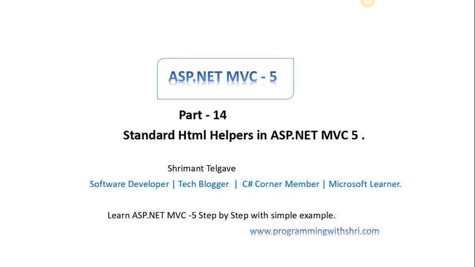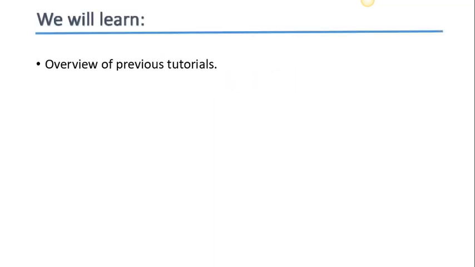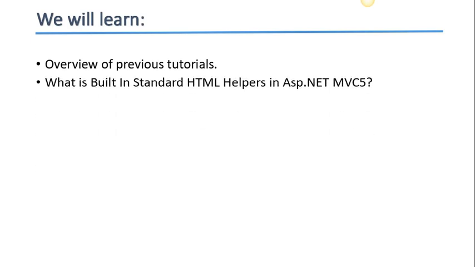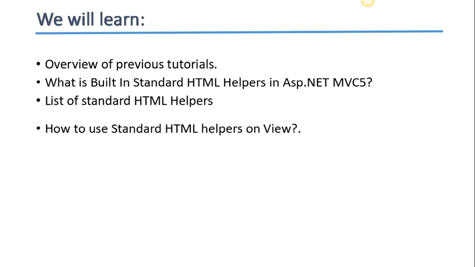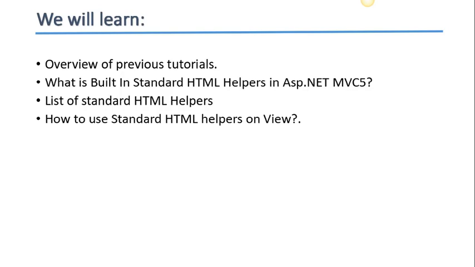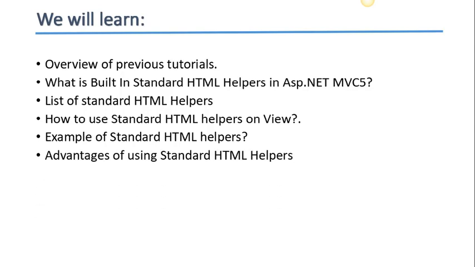So this is part 14 and in this tutorial we are going to understand the standard HTML helper in ASP.NET MVC5. We will start with an overview of the previous tutorial: what is built-in HTML helper in ASP.NET MVC5, the list of standard HTML helpers, how to use the standard HTML helper on a view, examples of the standard HTML helper, advantages and disadvantages of using it, and interview questions and homework. Those are all the points we are going to discuss in this tutorial step by step.